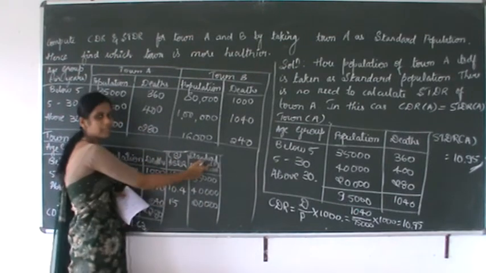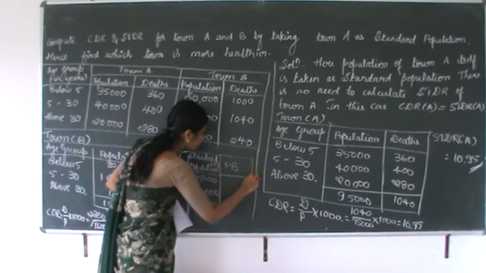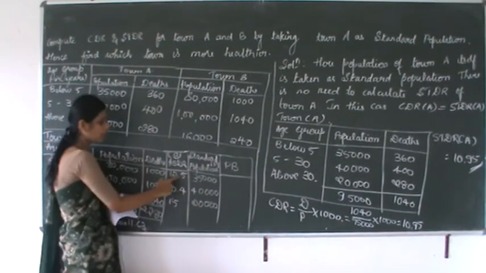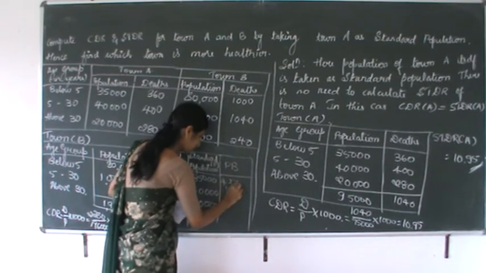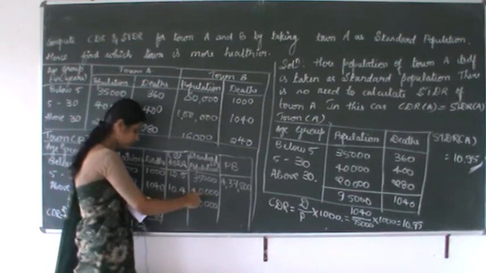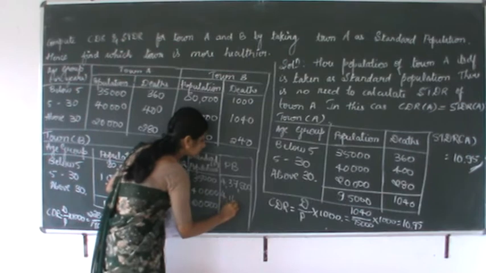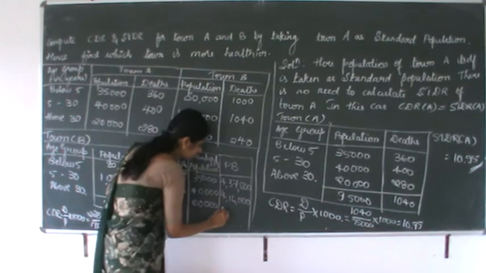Now we have to find PB, because we need PB for the calculation of STDR. 12.5 into 35,000 comes to 4,37,500. Next, 10.4 into 40,000 is 4,16,000. 15 into 20,000 is 3 lakh.